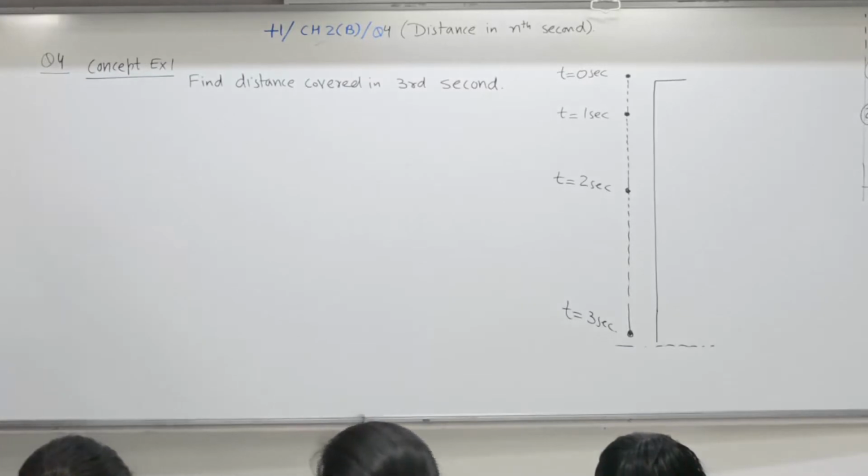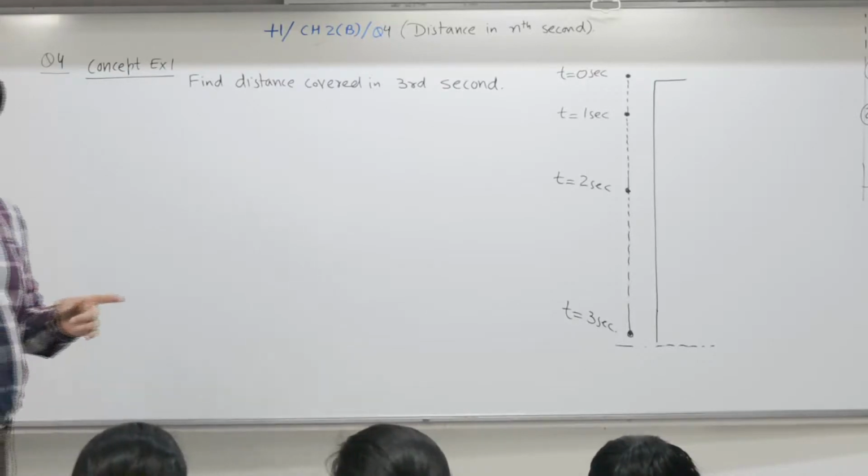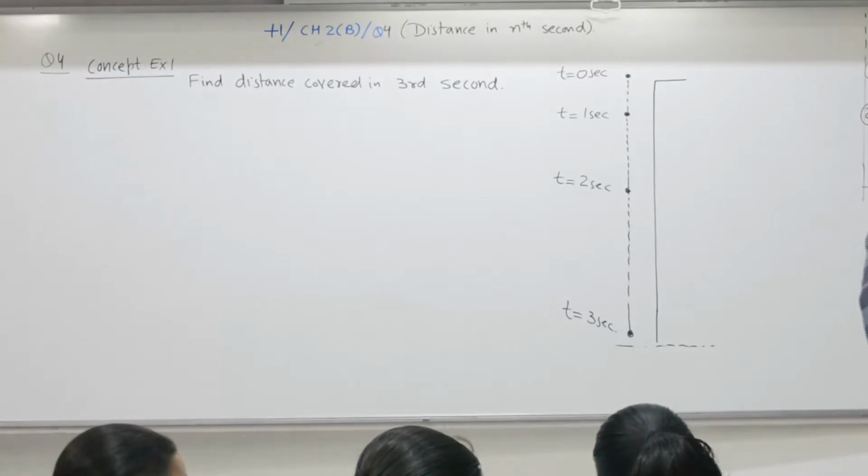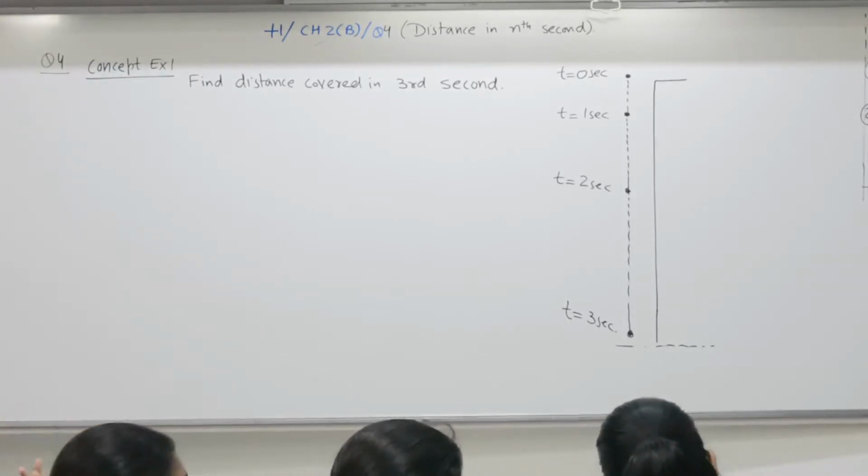Answer please from this side. Take value of g as 10. Is it 45, or 25? How many of you are getting 45? How many of you are getting 25?